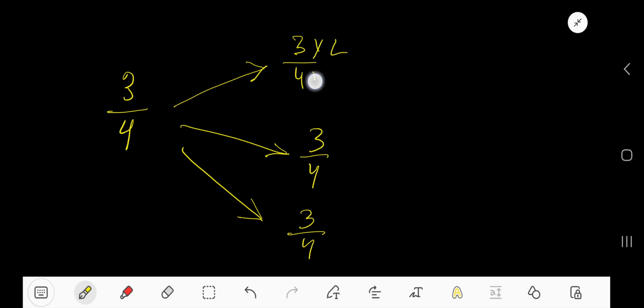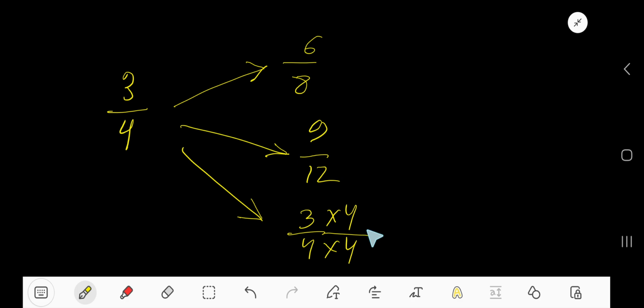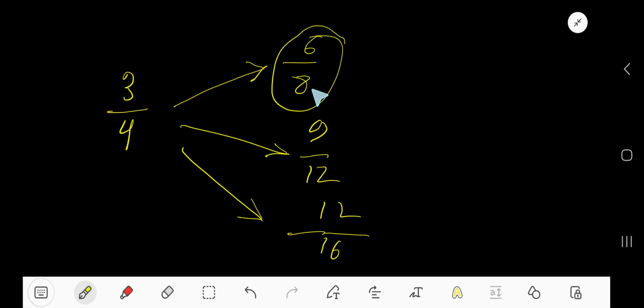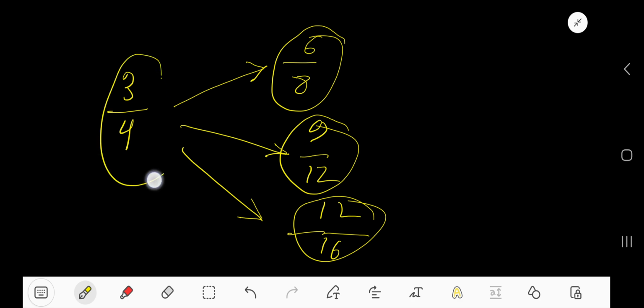Multiply here by 2, and by 2, then you are getting here 6 and here 8. Then multiply here by 3 and here by 3. So you are getting 9 and 4 times 3, 12. And multiply here by 4. You are getting 3 times 4, 12, and 4 times 4, that is 16. So these three are the equivalent fractions of 3 over 4.